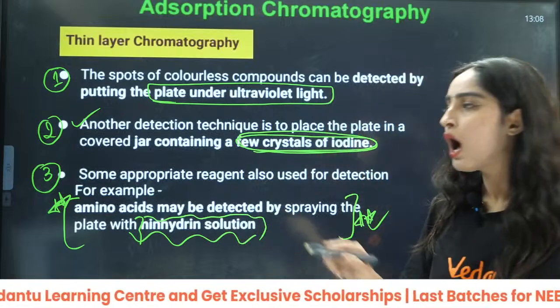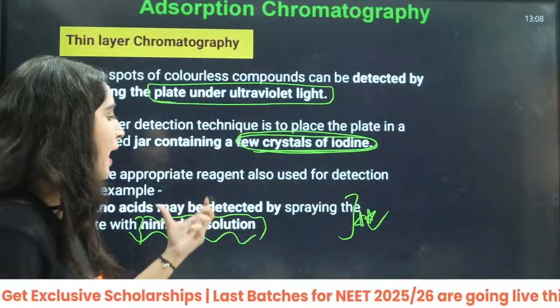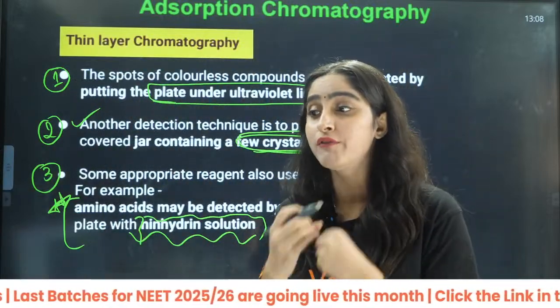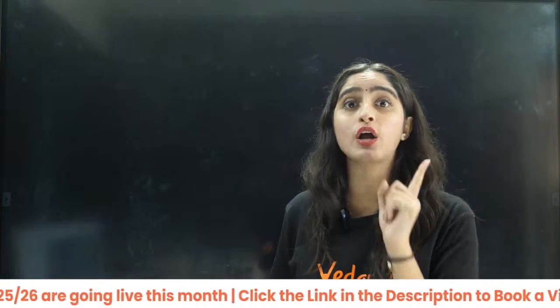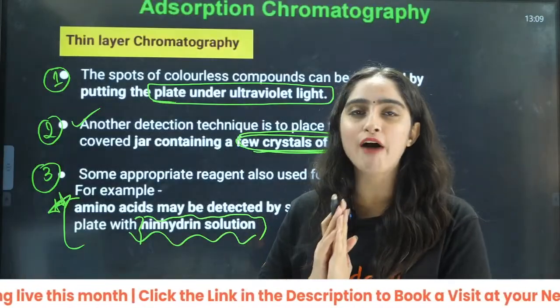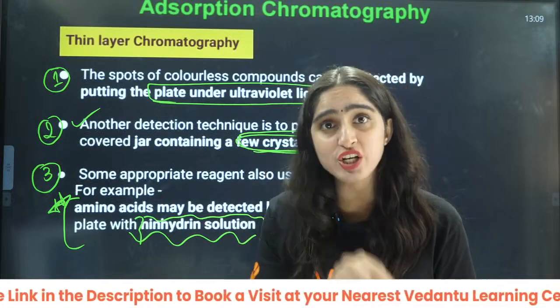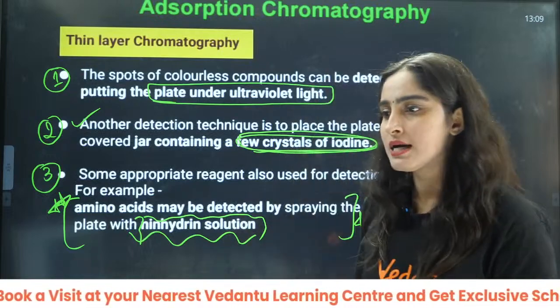They will ask you how you will visualize the amino acids in chromatography. The answer will be by ninhydrin solution. That is for amino acids. You don't have to remember for all the compounds out there, because what is mentioned in your NCERT is important. Those examples are important for you, right?